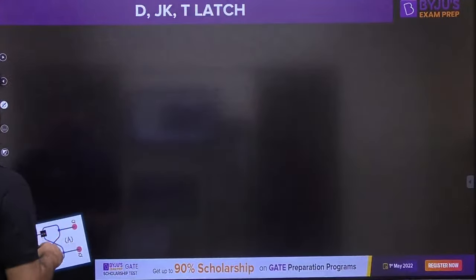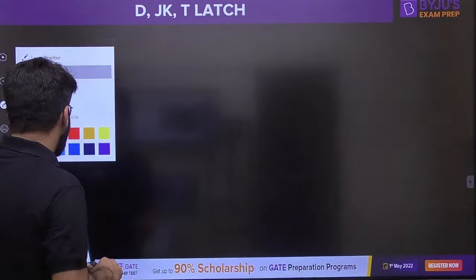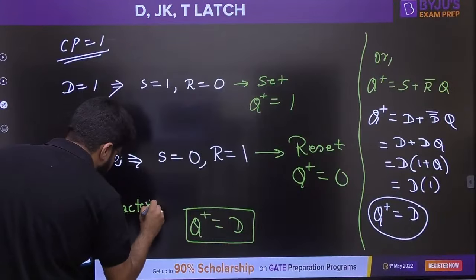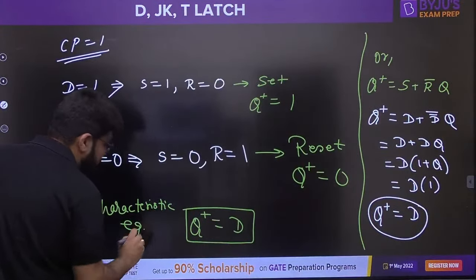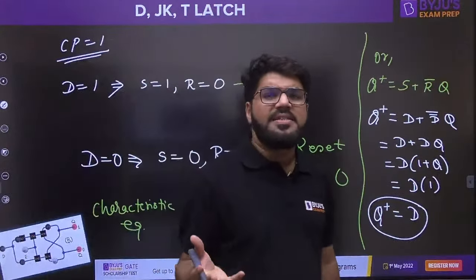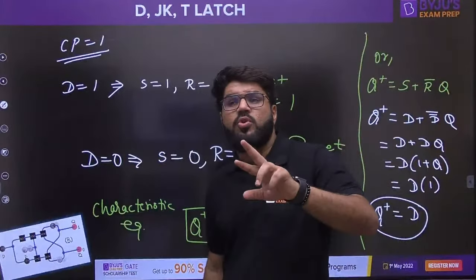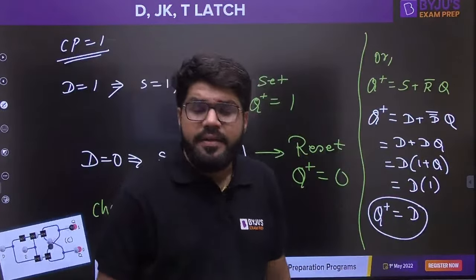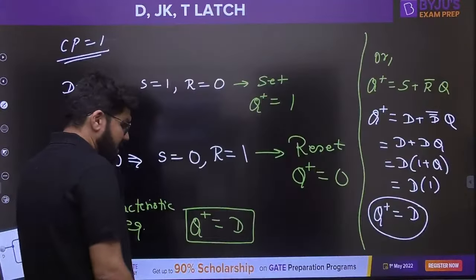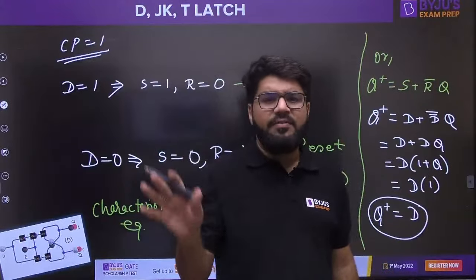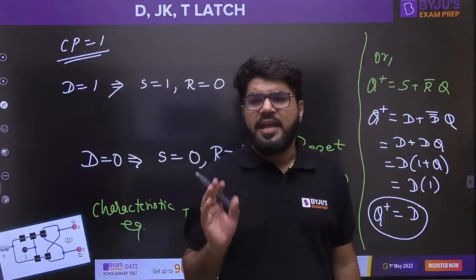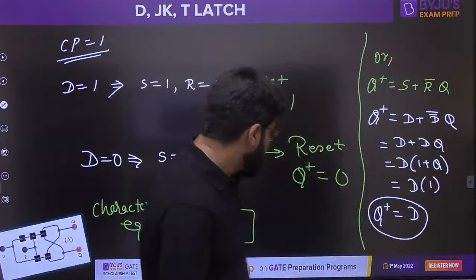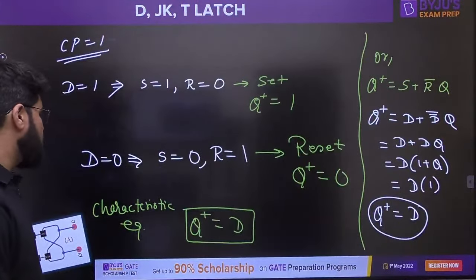Sir, what should be the characteristic equation? The characteristic equation is finally what I have written in front of you. This is known as the characteristic equation. As I told you yesterday, the characteristic equation is also known as the next state equation, also known as the transition equation or state transition equation. The state transition diagram of individual flip-flops and the questions based on state diagrams I will cover in a different session. So the characteristic equation is Q plus equal to D.